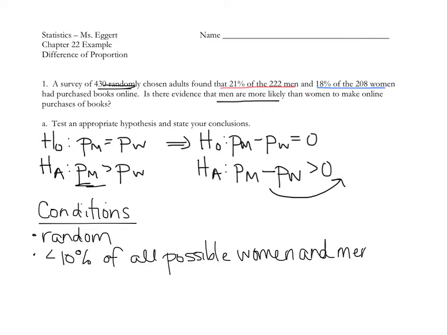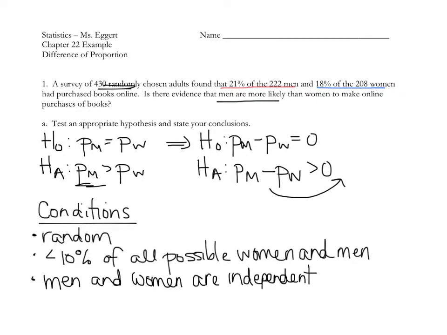Third condition, I want to make sure that both groups are independent of each other. So the men buying books online should not influence whether or not women buy books online. In the last condition, I need to check that I have 10 successes and 10 failures for men, and at least 10 of each for women.